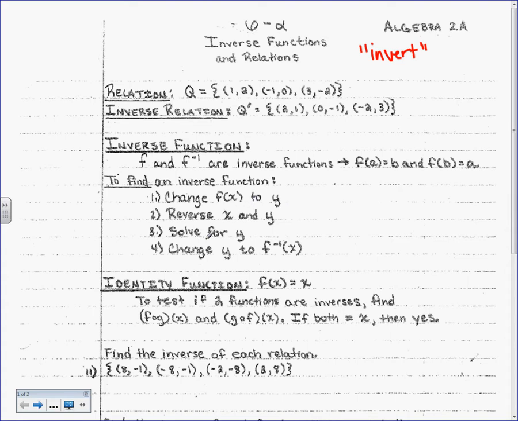Okay. Step 3, you solve for y because we're probably going to be graphing the thing anyway. So whenever you graph something, you typically want y alone, right? And then you go back and you say, hey, by the way, y is now f to the -1 of x. That's just saying it's the inverse function, okay?